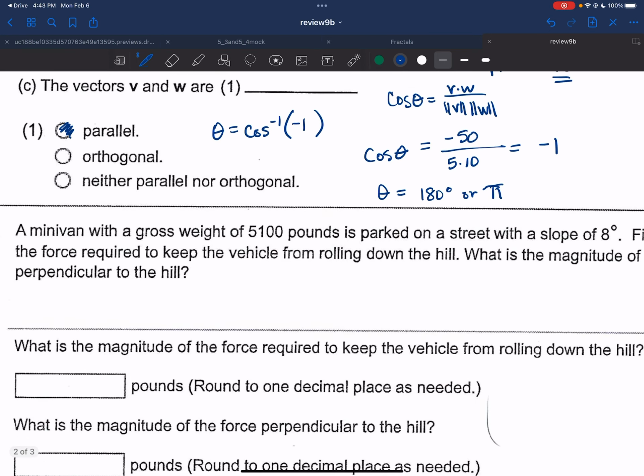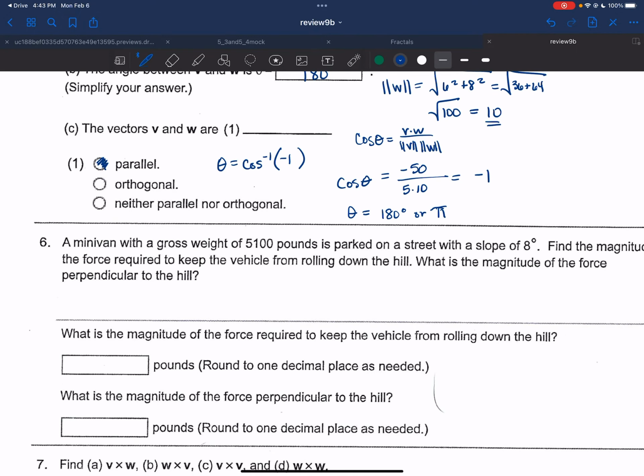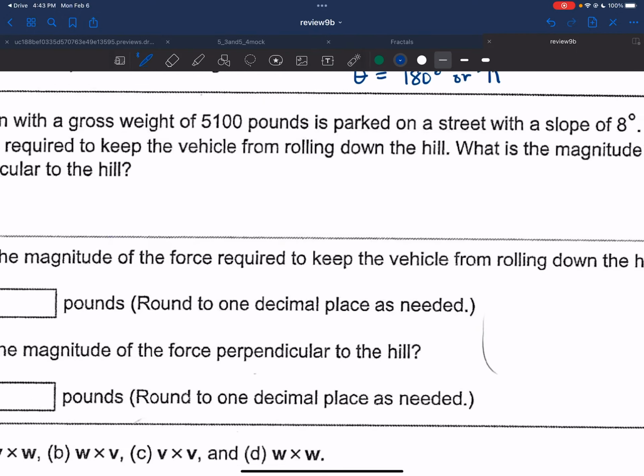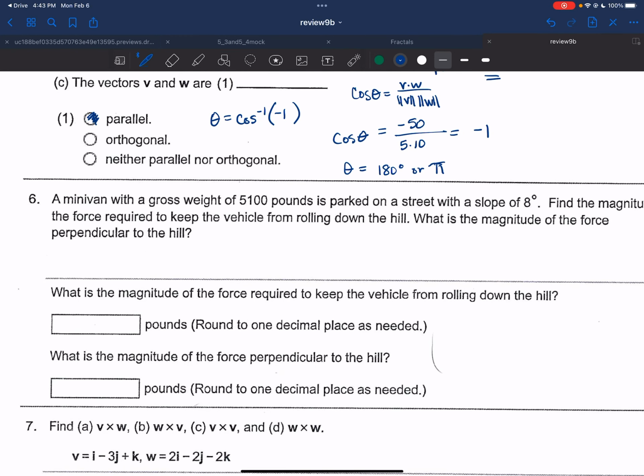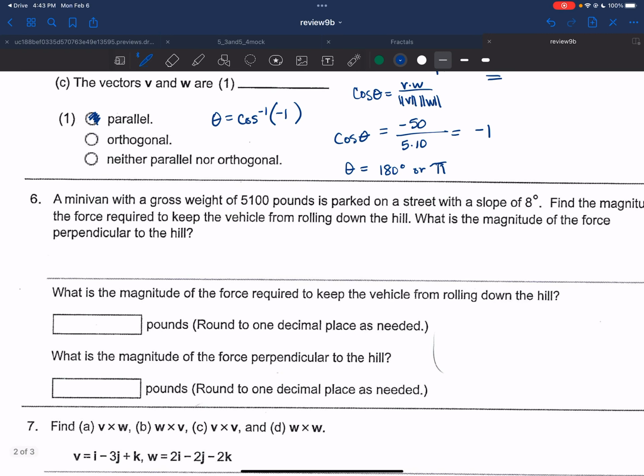A minivan, number 6, with a gross weight of 5,100 pounds is parked in a street with a slope of 8 degrees. Find the magnitude of the force required to keep the vehicle from rolling down a hill.